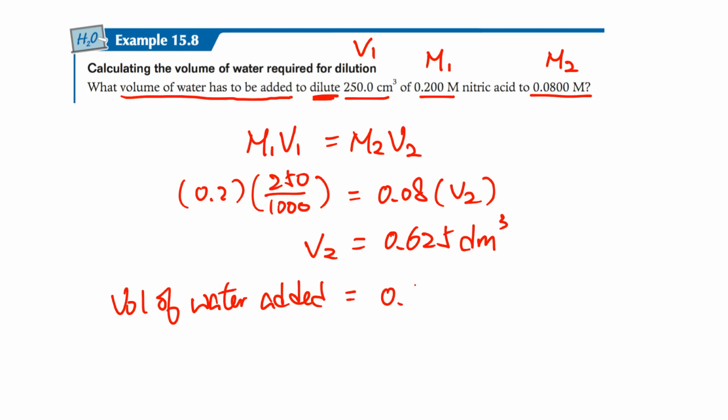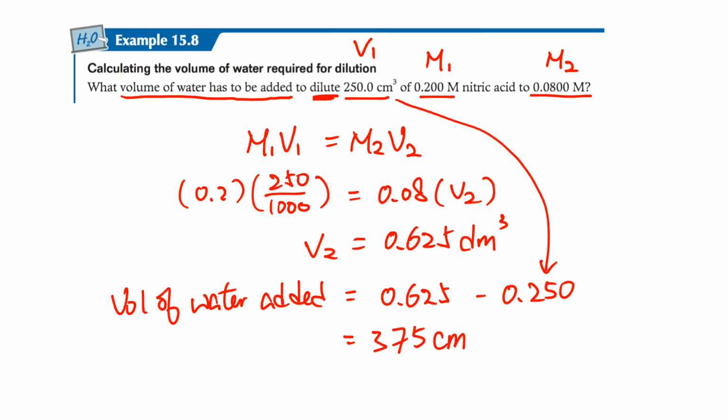It will be equal to 6.025 minus 6.250. I just divide this one by 1000, and then the answer for this one will be 375 cm cube, or you can say 0.375 dm cube. Both will be all right. So these are the questions. Remember you have to do the subtraction, V2 minus V1, then you can find the volume of water added.